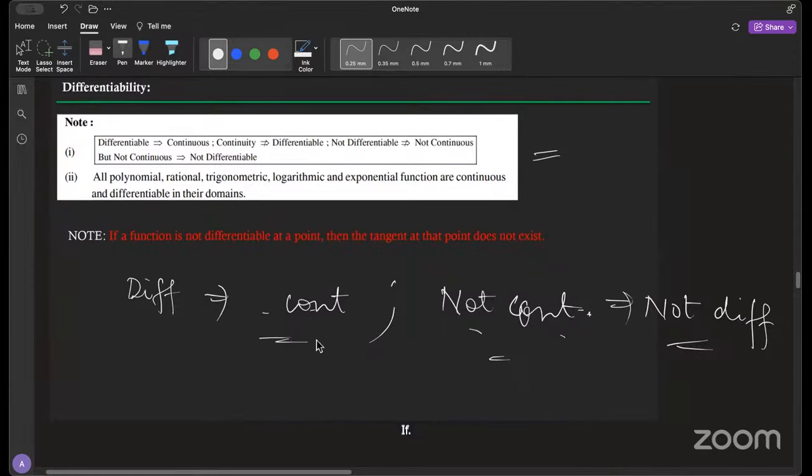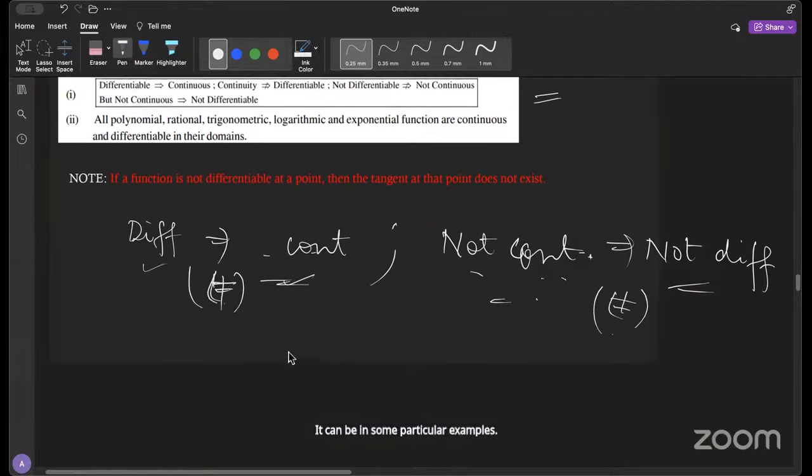If your function is, say, continuous, you can't tell if it's differentiable or not. Then you'll have to check. Same goes here. If your function is not differentiable, it can still be continuous. This converse is not true. Here also the converse is not true. It can be in some particular examples, but in general, it's not true.